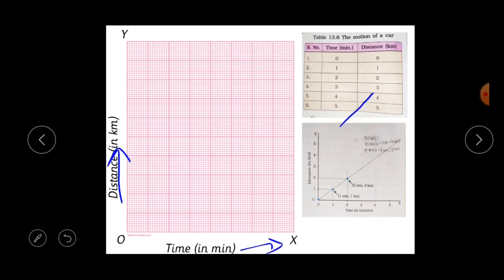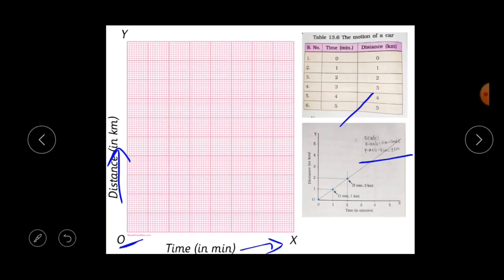Okay, so first we are going to see the axes. This is the x-axis and this is the y-axis and this is the origin, that is O. On OX we have the time, and on OY we have the distance. First we have to write the scale. Here you can see I have written the scale. So the scale on the x-axis, what are you going to write? You are going to write minutes, isn't it?